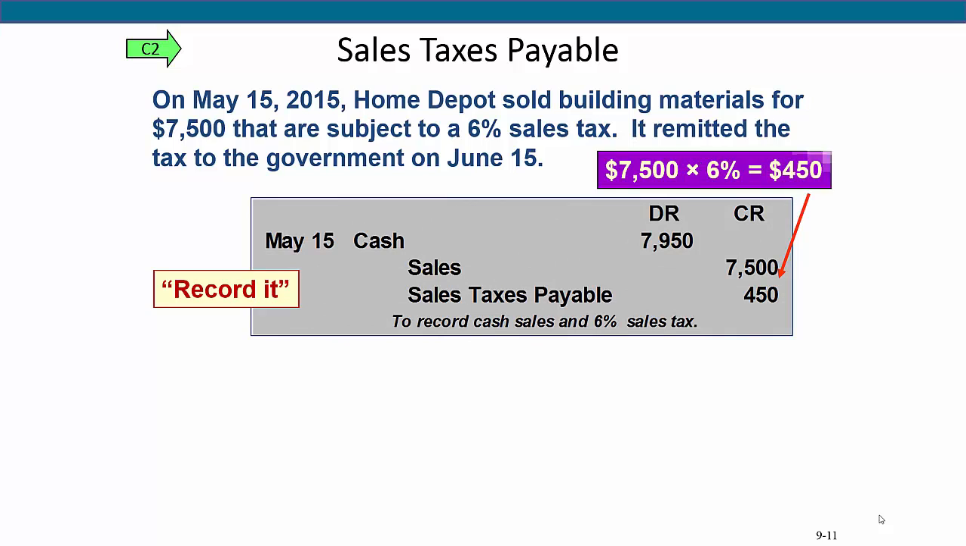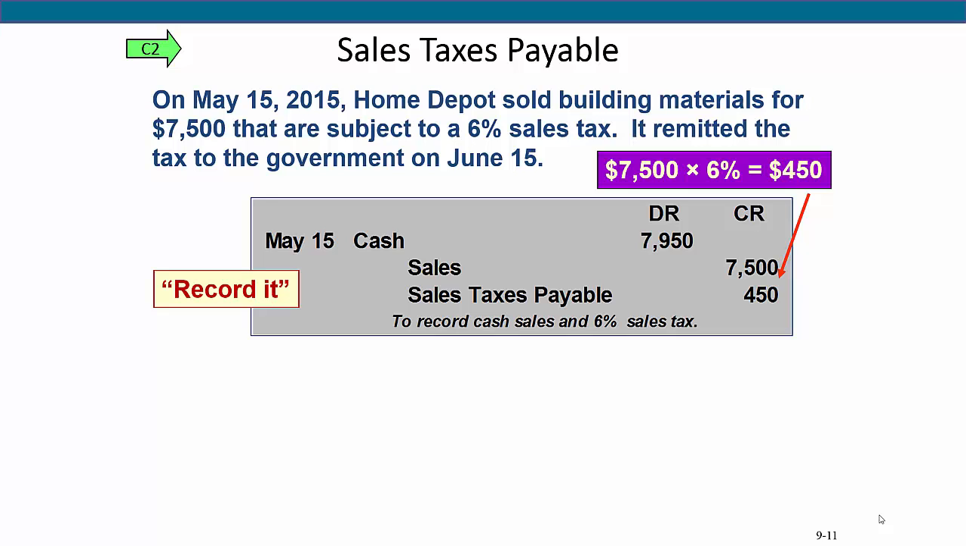For example, assume on May 15, 2015, Home Depot sold building materials to a customer for $7,500. The amount of the sale is subject to 6% sales tax, and Home Depot is responsible for collecting and paying the tax to the state government. You might want to jot this down on your scratch paper to refer back to as we proceed through the example, and pause if you need to.